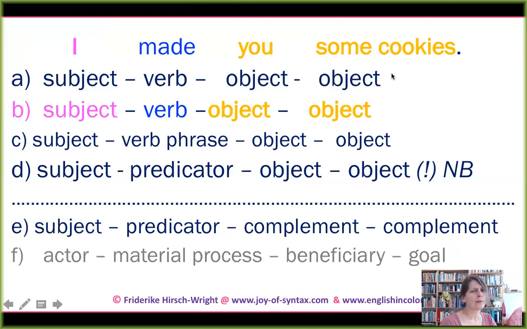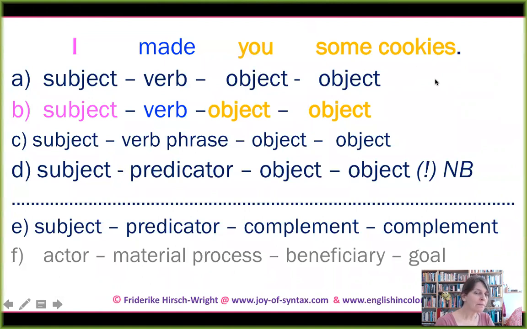Curme will probably say that "some cookies" is the accusative object and "you" is the dative object, from the Old English. And in German that would be the same: Ich habe wem, wen oder was gegeben. So if we translate the sentence into German, this would be the dative object and this the accusative object.